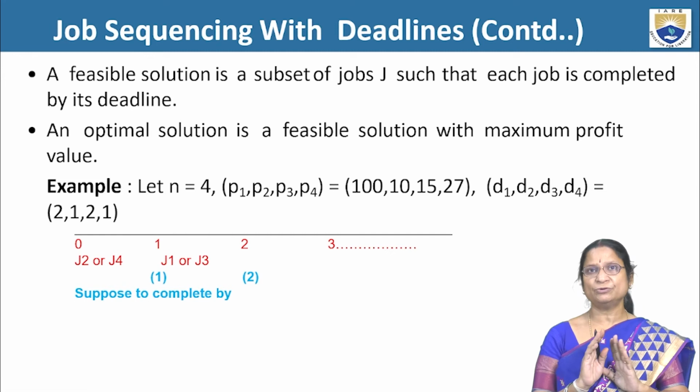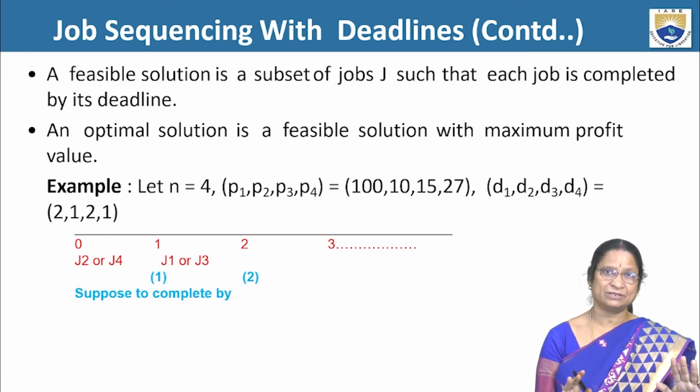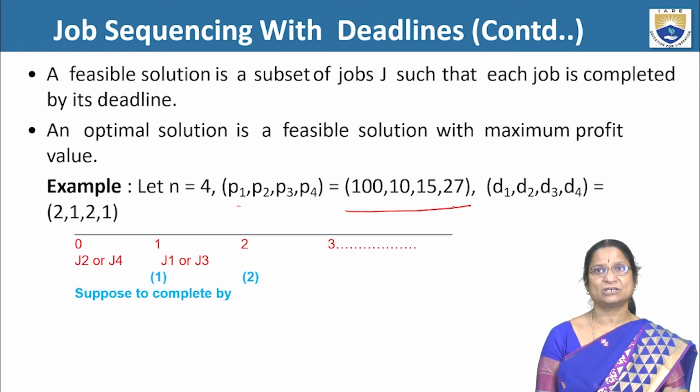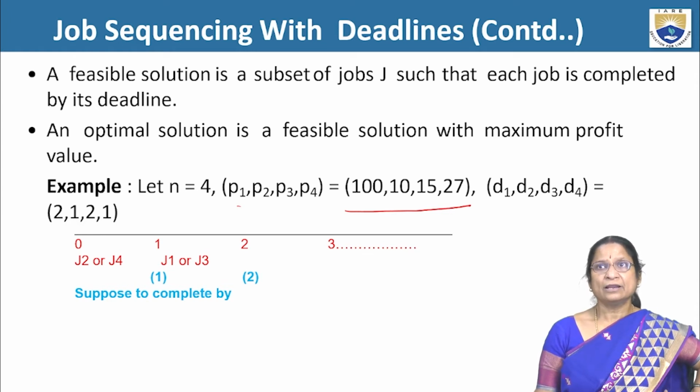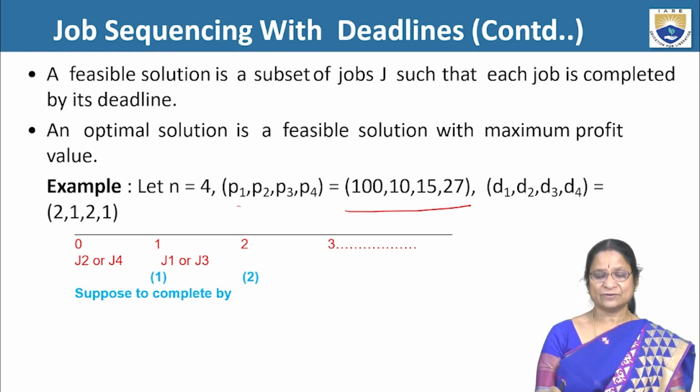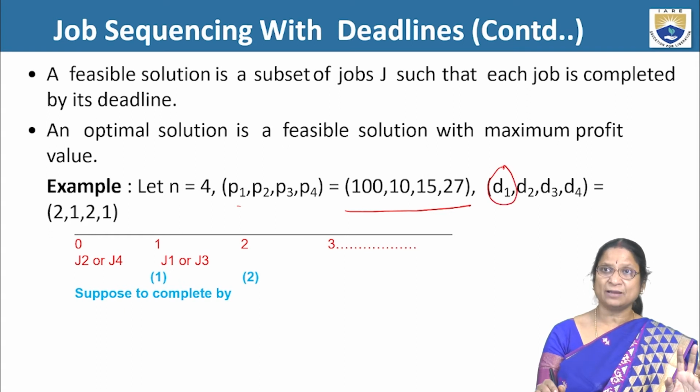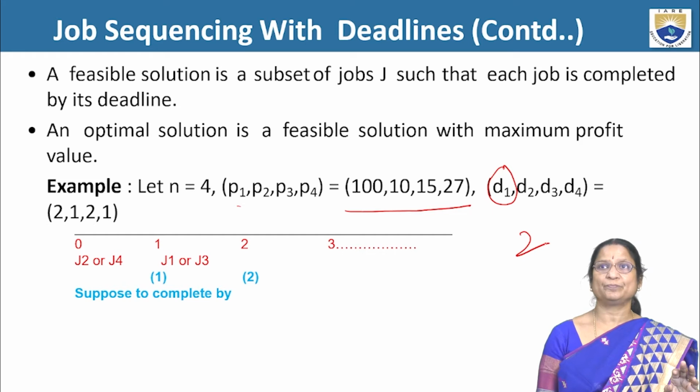Let us assume, just based upon the problem statement, that n is equal to 4. 4 jobs are there, with profits P1, P2, P3, P4 earned by the respective jobs. Let us assume that the deadlines D1, D2, D3, D4 are 2, 1, 2, 1. That means the first job should complete by the time our machine reaches 2. The second job must complete by the time the machine reaches 1 only.